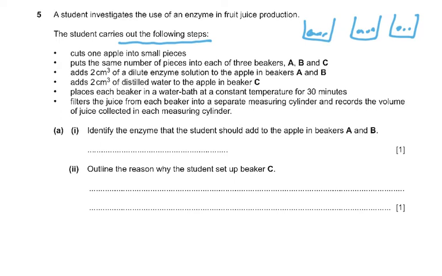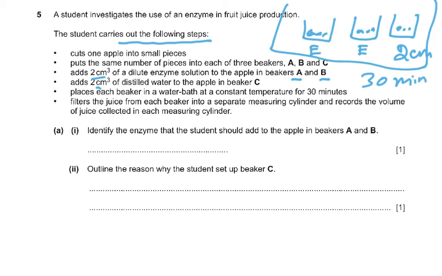and add 2 centimeter cube of a dilute enzyme solution to the apple in beakers A and B. So we've added a dilute enzyme solution in beakers A and B, and then we have added 2 centimeter cube of distilled water here. So here we have the enzyme, here we have the enzyme, a dilute enzyme solution, and in C we do not have any enzyme, we just have distilled water, and it's the same volume, 2 centimeter cube. Places each beaker in a water bath at a constant temperature for 30 minutes. So we place them all in a water bath for 30 minutes.